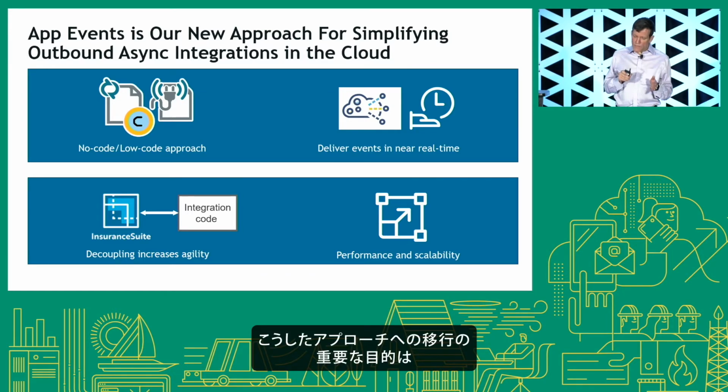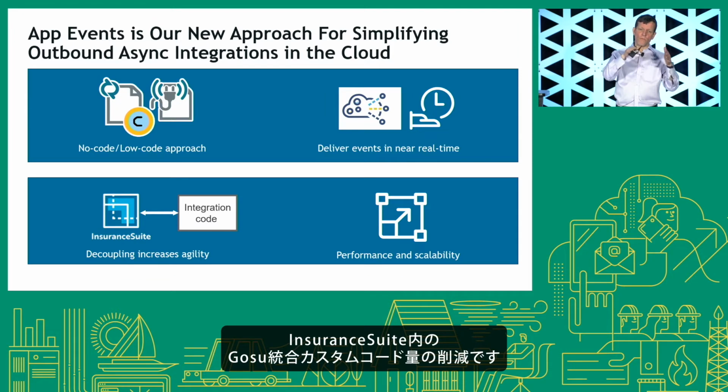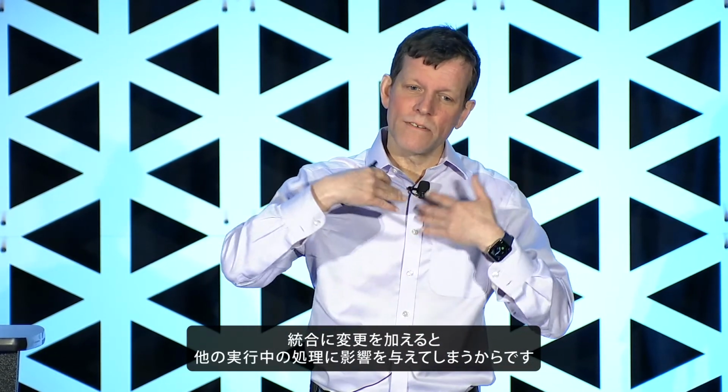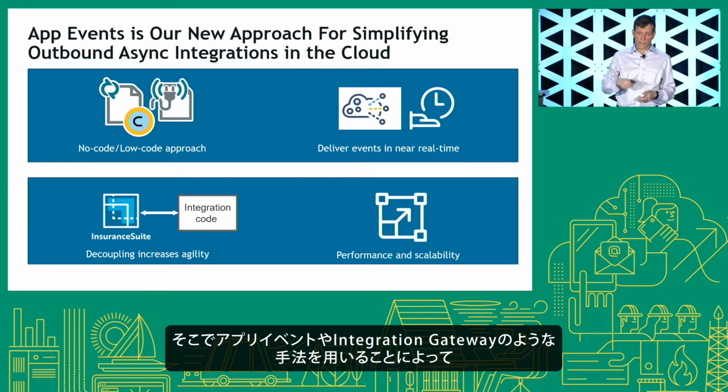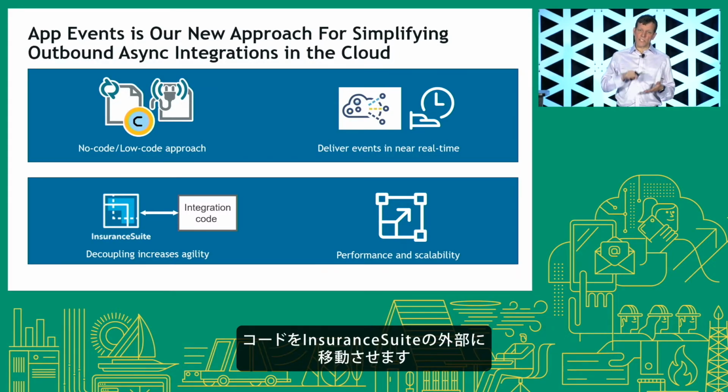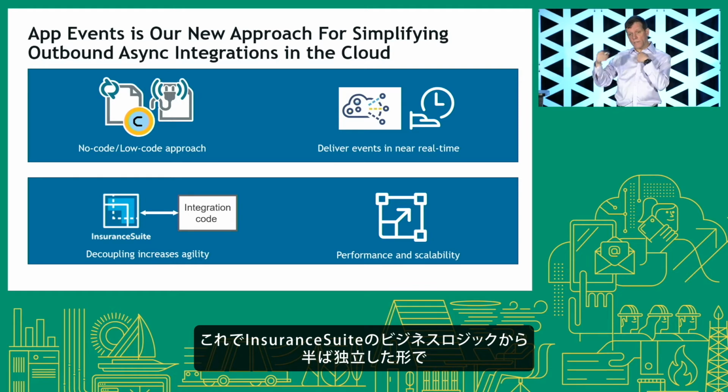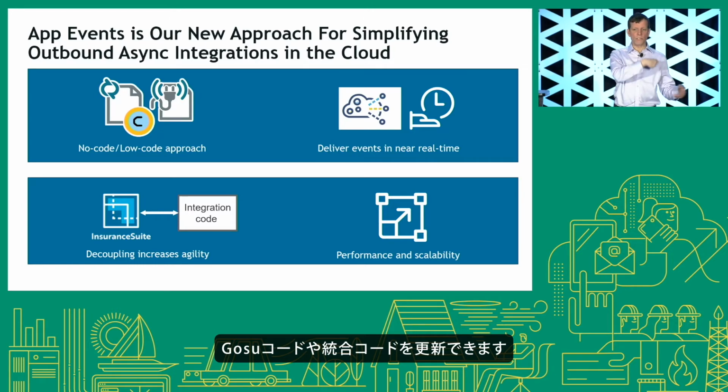A key point about this is we're trying to reduce the amount of custom Gosu integration code that is part of InsuranceSuite. The reason for this is that when your integration code is part of InsuranceSuite, if you want to change your integration, it's going to interfere and impact the other things that are going on, because the business logic and the integration logic are all mixed together in one place. So by using techniques like app events and integration gateway, it allows us to externalize this code, move it outside of InsuranceSuite, so that you're able to update the integration code semi-independently from the business logic which is happening in there.